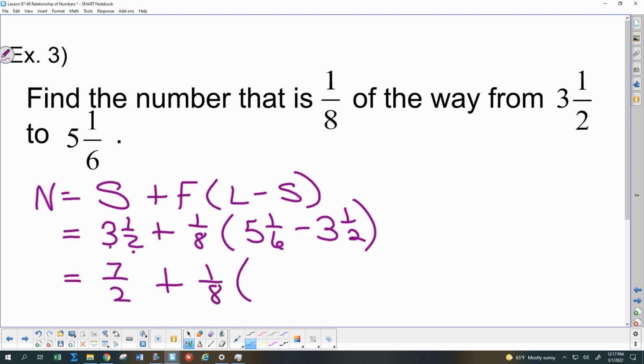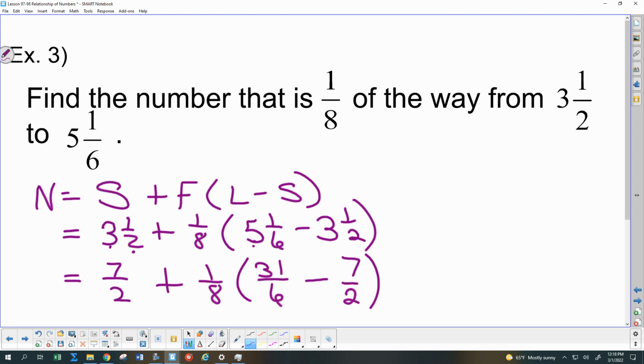5 and 1/6, what will that be as an improper fraction, Ethan? Very good, 31/6. Shortcut: 5 times 6 is 30, plus 1 is 31/6. That's a tongue twister to try to say. Minus the 3 1/2 we already figured out is 7/2.